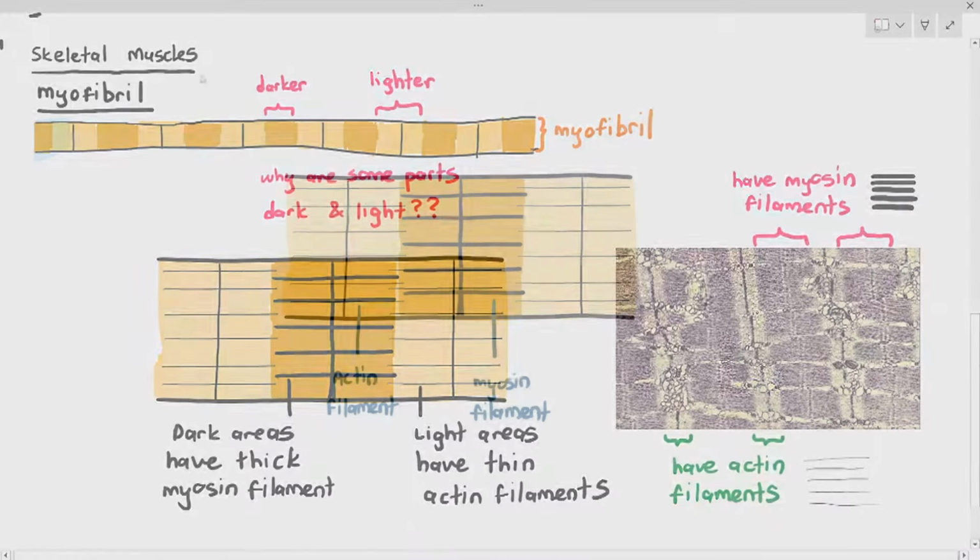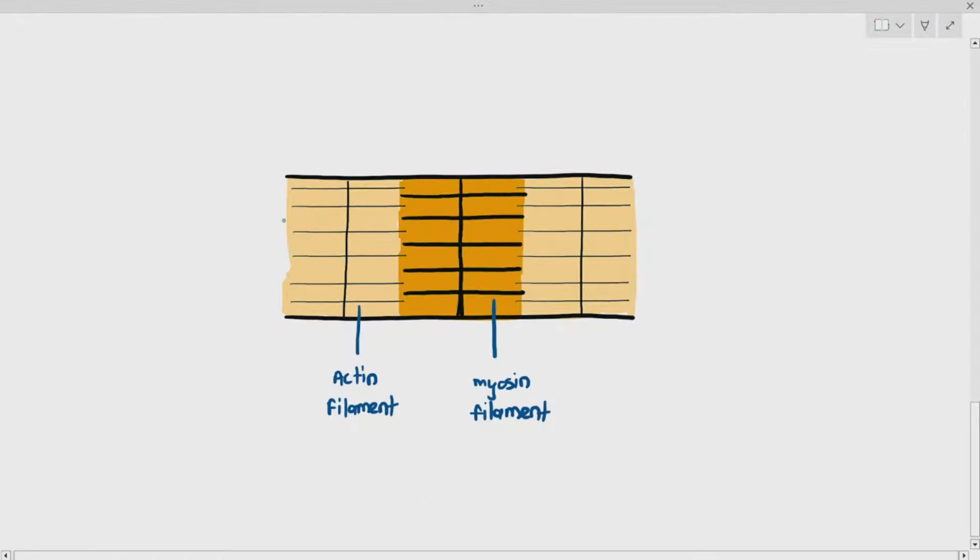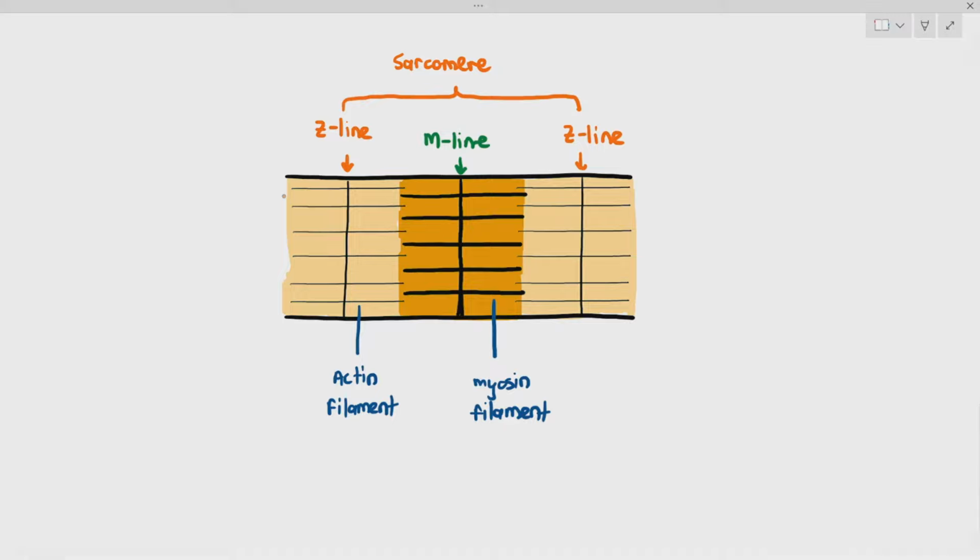The other things to know about the myofibril are as follows. We have the Z line and the M line. The Z line is a perpendicular structure that runs along the actin filaments and holds the actin filament. The M line is a structure that holds the myosin filament in place. That's basically it. Another important thing to know is the distance between one Z line and the other Z line, which is known as the sarcomere.